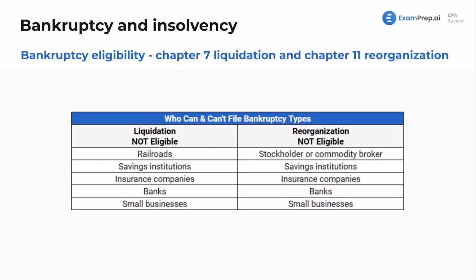Here, nice little bankruptcy chart. These are entities that are not eligible for liquidation and entities that are not eligible for reorganization. So we know that liquidation is Chapter 7, reorganization is Chapter 11. So these would be those entities that are not eligible for Chapter 7. These would be entities that are not eligible for Chapter 11. We could talk about the rationale, the history of all this, but I think it'd be a lot easier to just memorize that and move on. I think you agree with me as well.